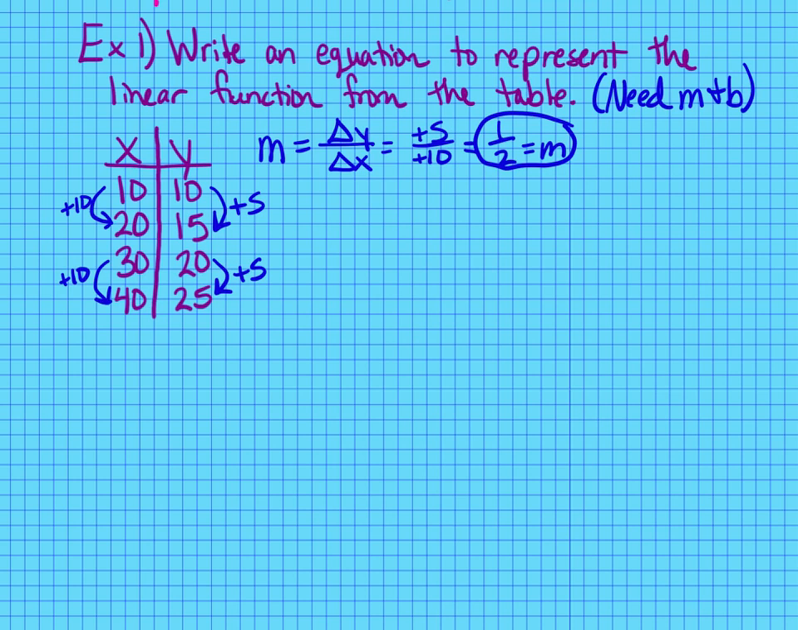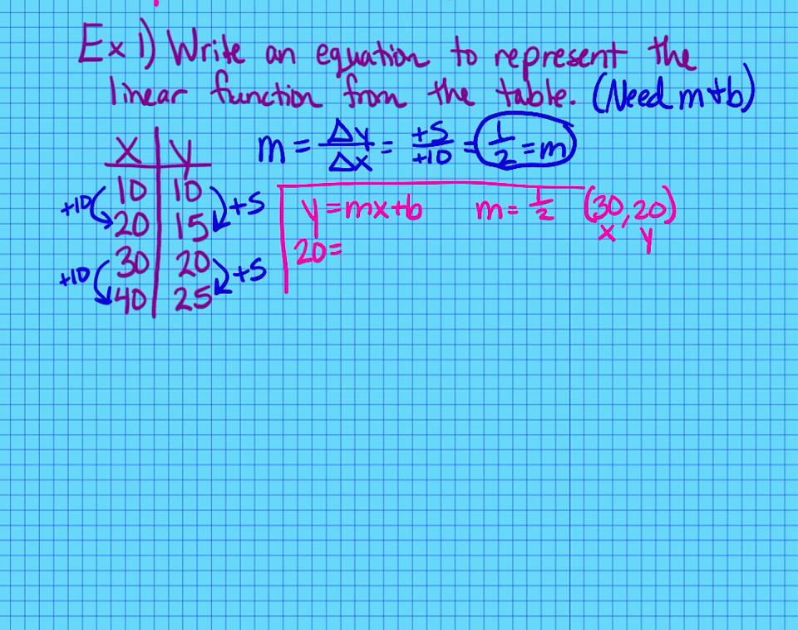If you can't just look at it in the table and find the y-intercept where x is 0, then remember you can find it by using y equals mx plus b. You already know m is 1/2. You're going to choose an ordered pair. I'm going to choose 30, 20. But I could pick any one of those 4 ordered pairs from the table and label it x and y. And then I just plug it into the equation and solve for b.